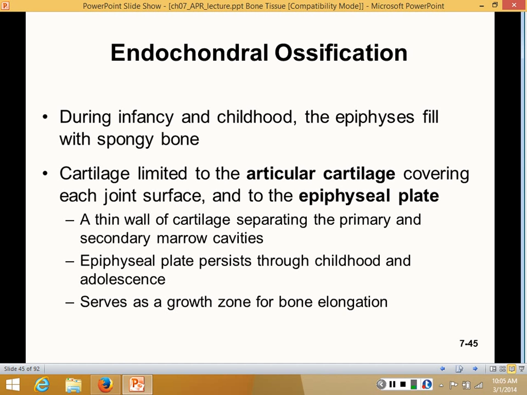Epiphyseal plate, here you got it again, serves as a growth zone for what? Bone elongation. So in order for that plate to close and leave behind the line, what has to happen? Remember that for your next exam, all the cartilage has to be what? Completely gone.